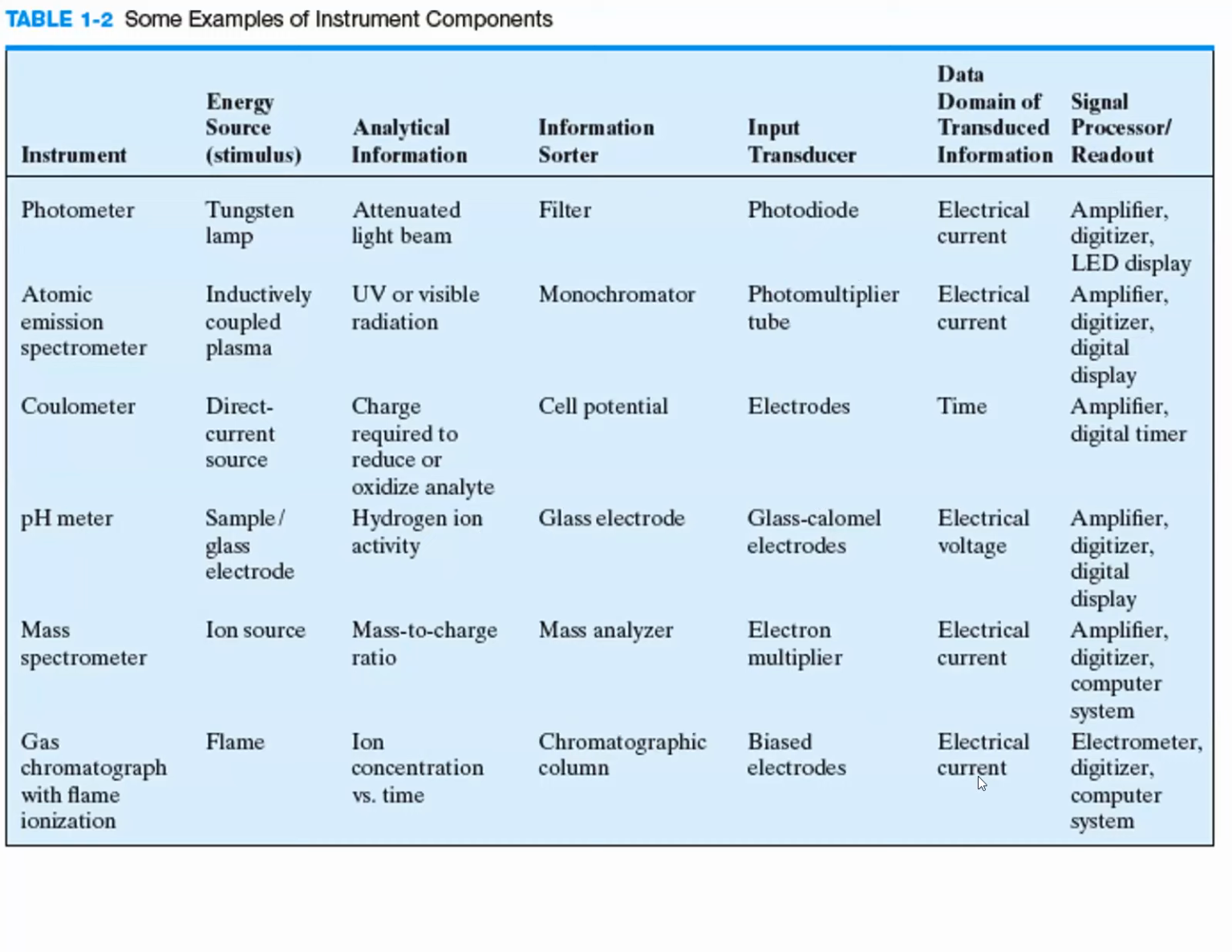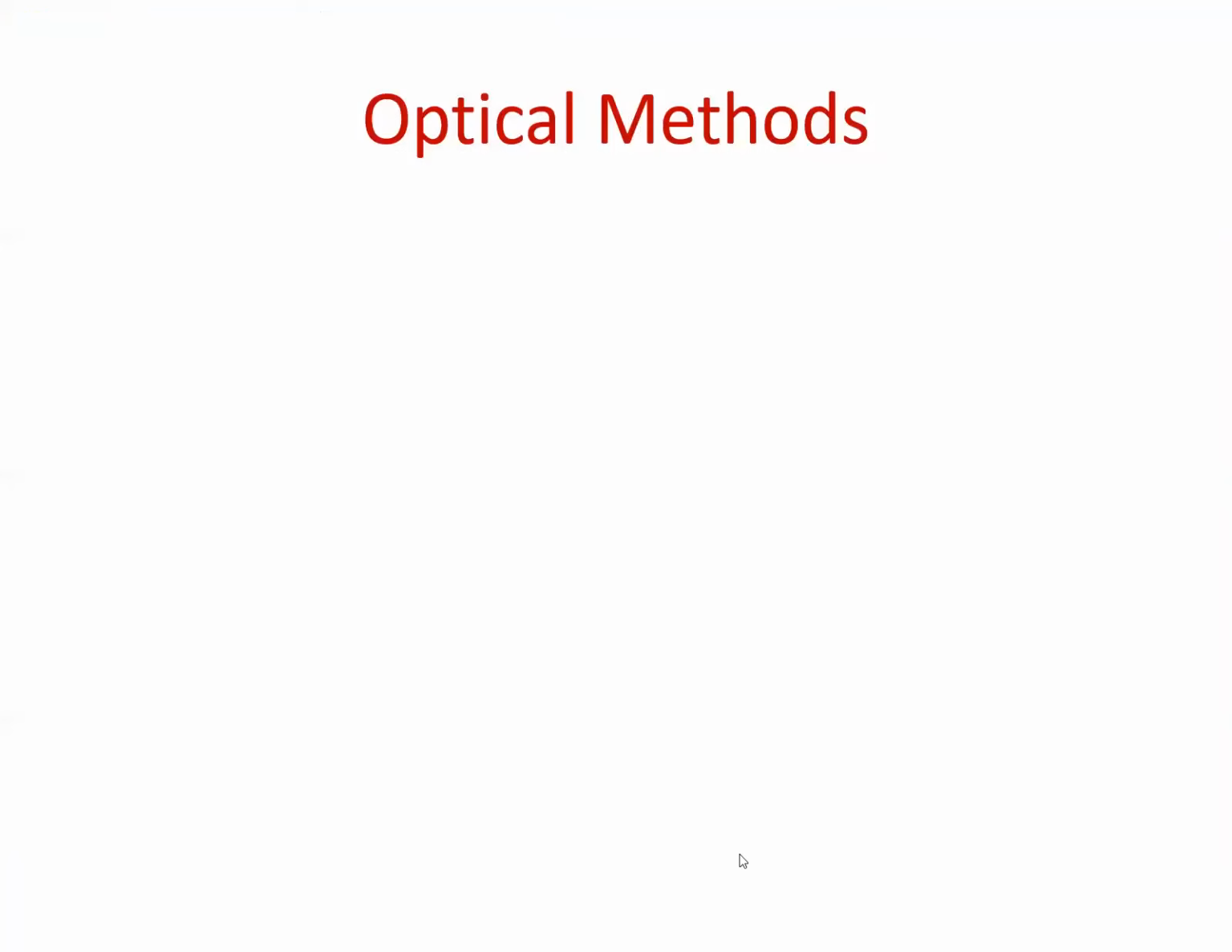Eventually, you get an electrical signal, and then you can translate that electrical current to peaks, what we call peaks or bands. So these two slides, table 1.1 and 1.2, are very important in understanding some of these things, and you will be faced with this in this course.